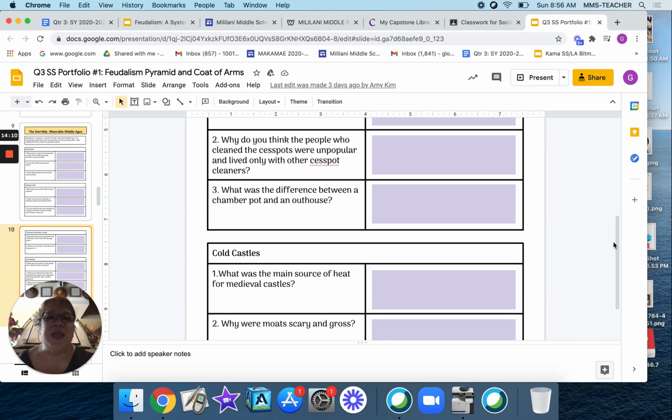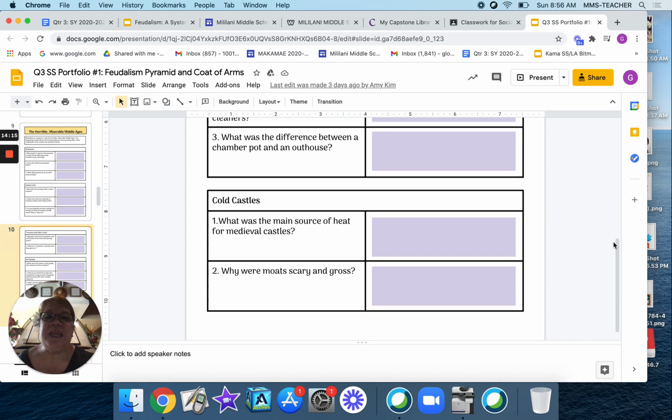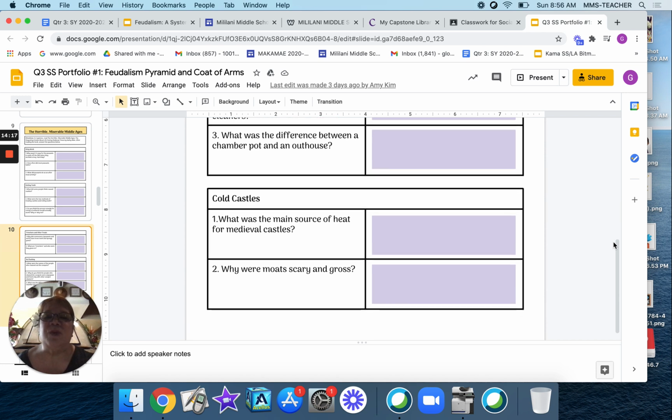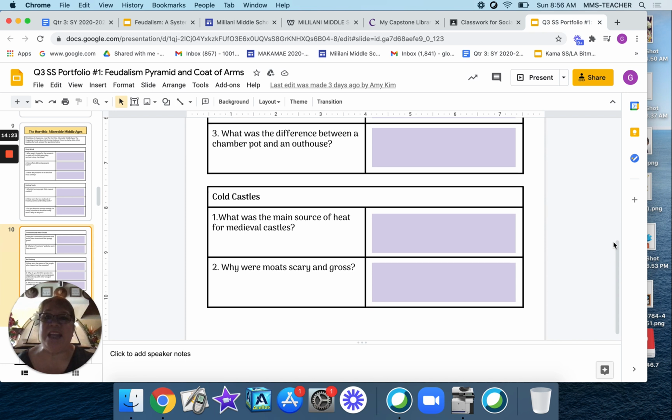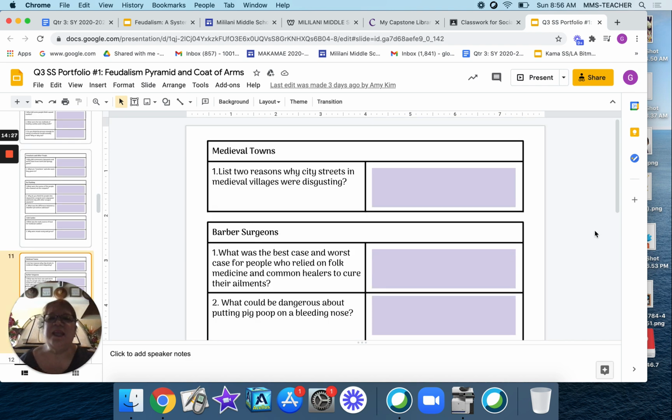Okay, then cold castles subtopic. Number 1, what was the main source of heat for medieval castles? Number 2, why were moats scary and gross? Okay, next subtopic, medieval towns. List 2 reasons why city streets in medieval villages were disgusting.